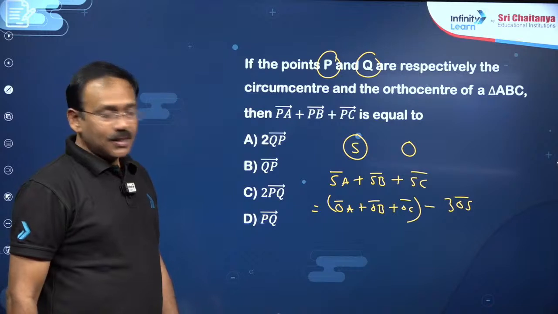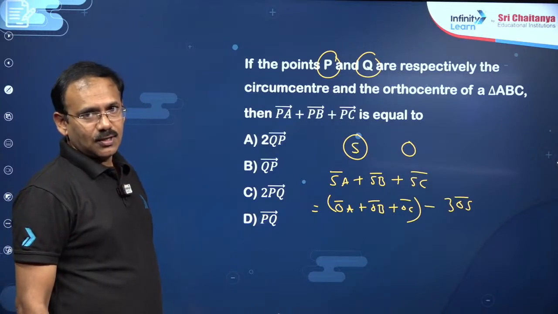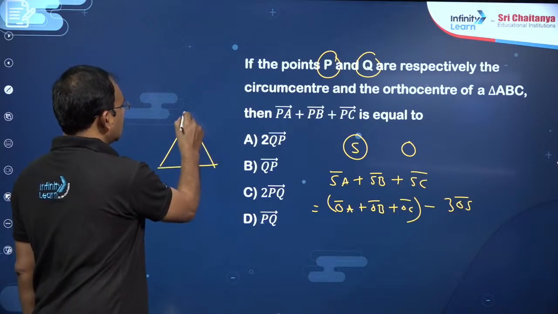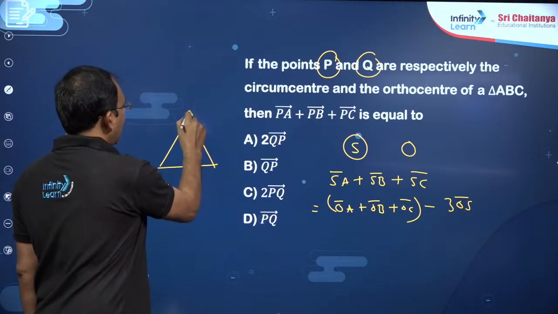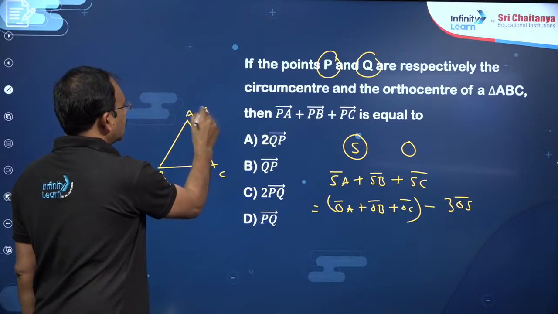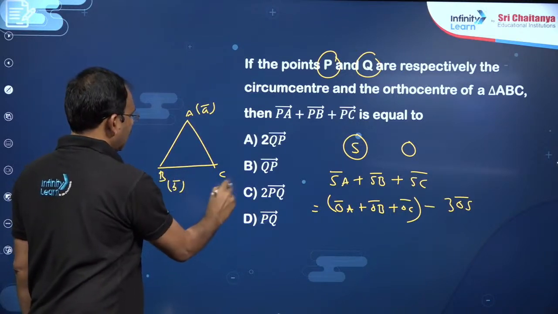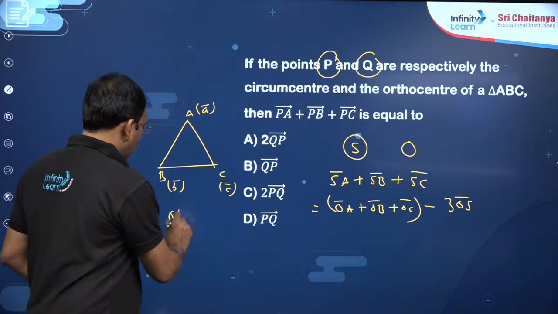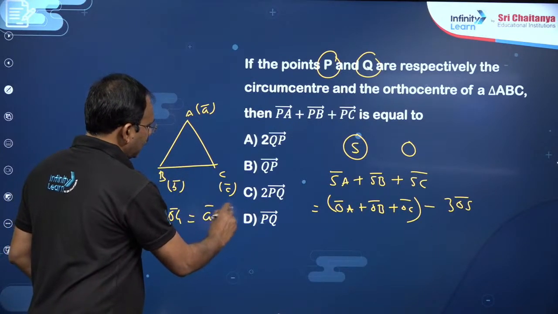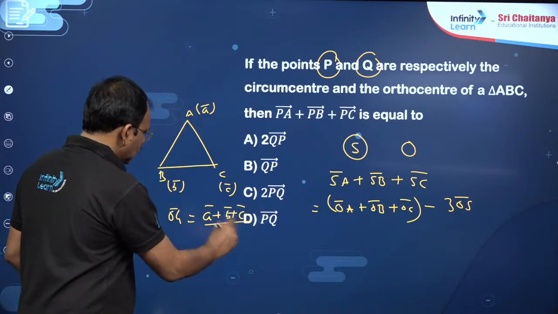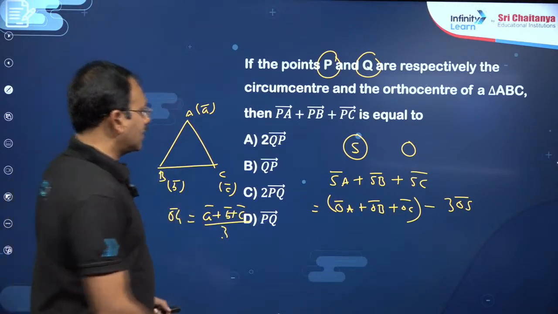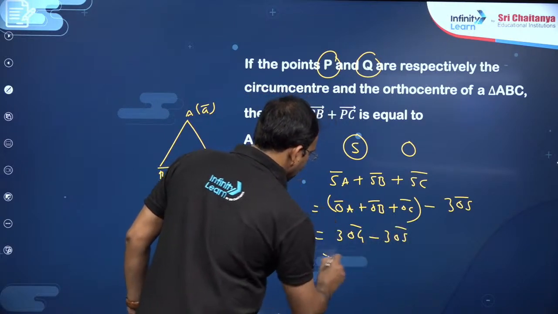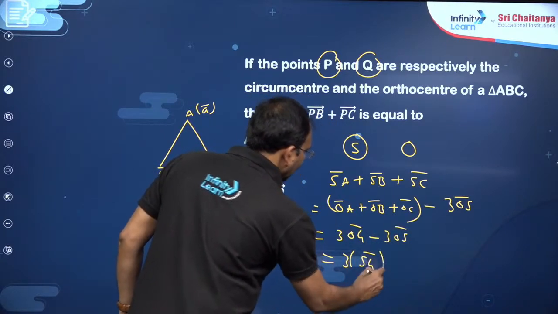So moreover, here OA plus OB plus OC, dear students, in triangle ABC, suppose this point is point A, B, C, you take this point as A bar, B bar, C bar. So you can take, my dear friends, if centroid G is given by OG bar is A bar plus B bar plus C bar by 3. So you can write A bar plus B bar plus C bar as 3 OG bar, 3 OG bar minus 3 OS bar. So 3 times SG bar, my dear friends.